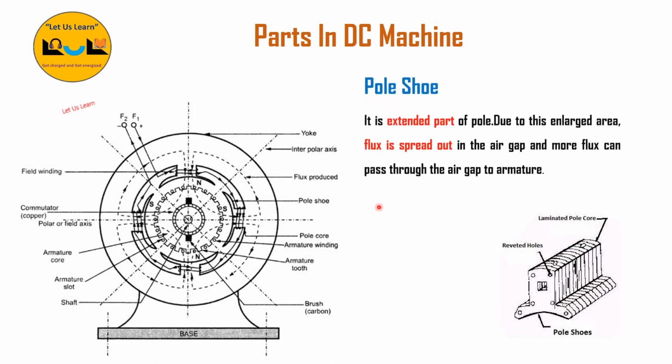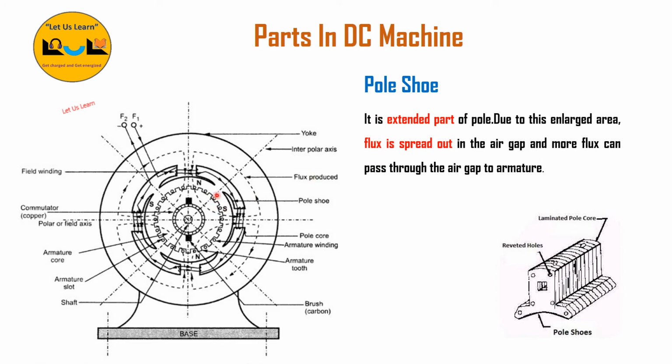In this, we are going to discuss the pole shoe. This curved one is called a pole shoe. The pole shoe is an extended part of the pole. See, this is the pole. That extended part of the pole is called the pole shoe. Due to this enlarged area, the flux will be spread out uniformly to the armature in the air gap.